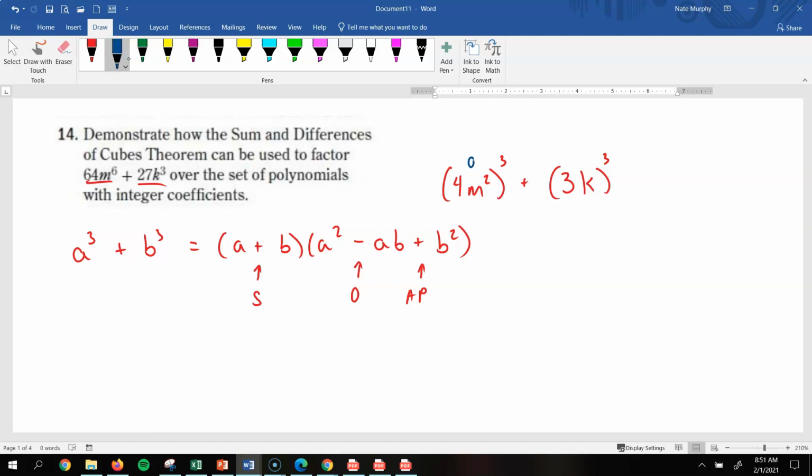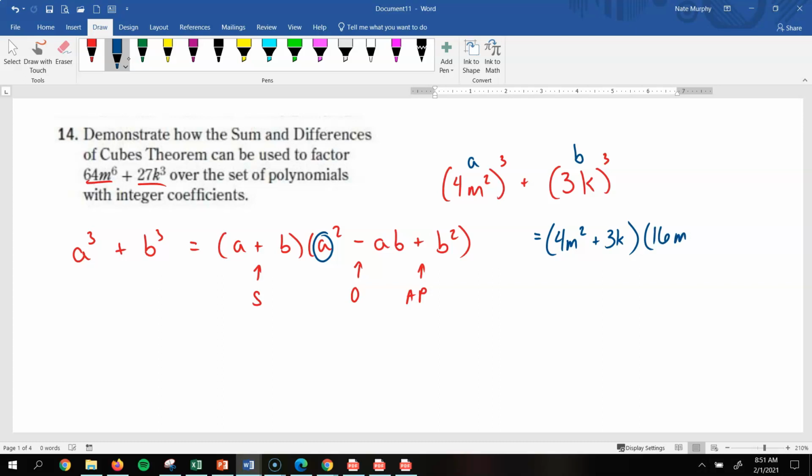So this would be our a, and this would be our b. So we would have a plus b. So this would be 4m squared plus 3k would be our a plus b. And then we're going to square whatever a is. A is the entire 4m squared. Well, when I square 4, I get 16.